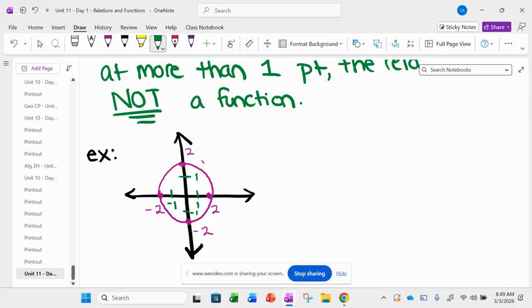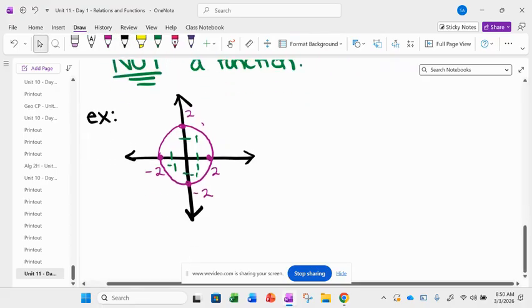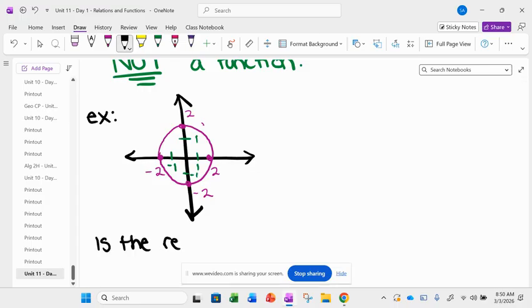Okay, so here is a circle, and I want to know, is the relation a function? So when we're given a graph and we're asked, is the relation a function, what we're going to do is perform the vertical line test.